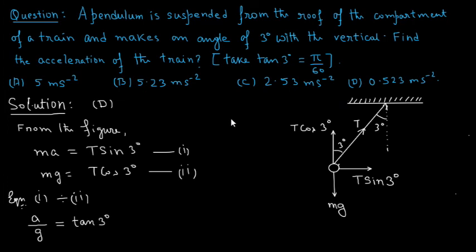So solution is D. Now let us see the explanation of the solution from the figure of the free body diagram. mg is acting vertically downward. Tension can be divided into vertical and horizontal components. So the horizontal component is T sin 3 degree. Vertical component which balances the weight is T cos 3 degree. Then we can write that ma is equal to T sin 3 degree, and mg is equal to T cos 3 degree. So dividing equation 1 by equation 2, we get a upon g is equal to tan 3 degree.